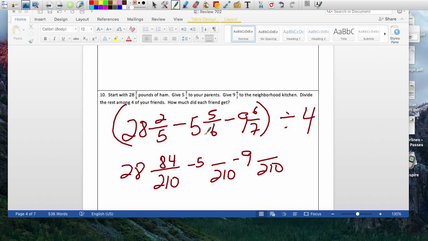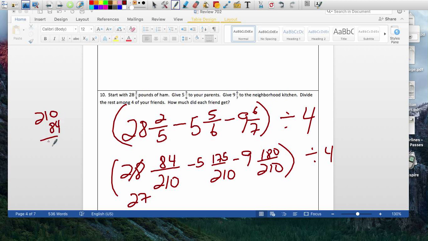210, how does 6 become 210? It's going to be times 35. So times 5 on 35 on top is 175. And times 30, so this is 180. Okay, and it's still in parentheses. I divide all that by 4. So let's subtract these two first. I can't, so this is going to be 27, and this is going to be 210 plus 84, which is 294. So this is going to be 294 over 210.